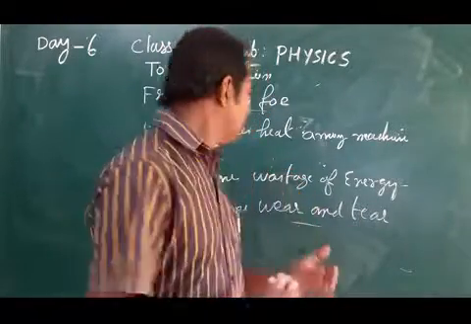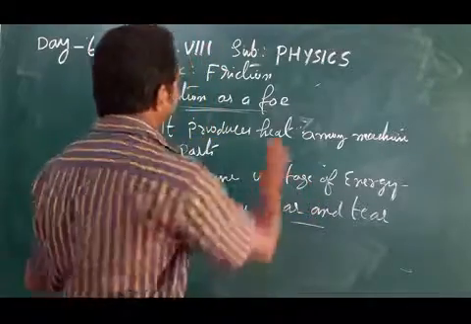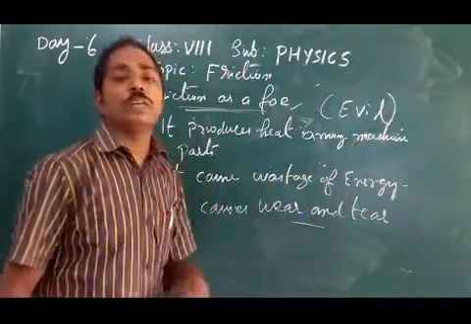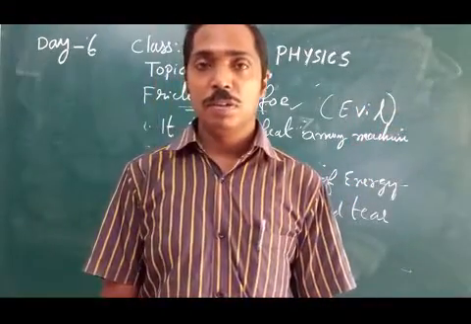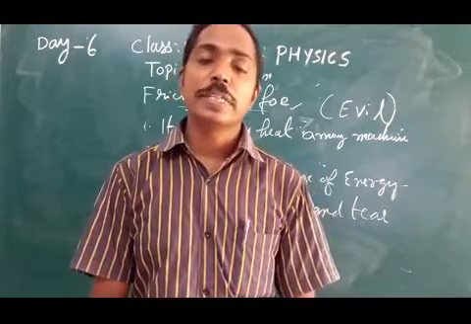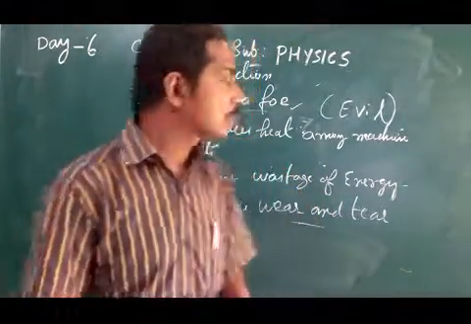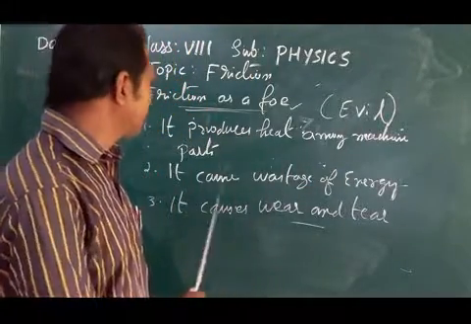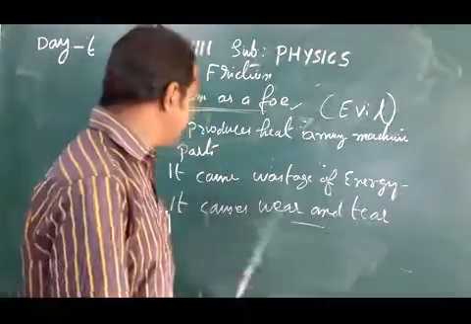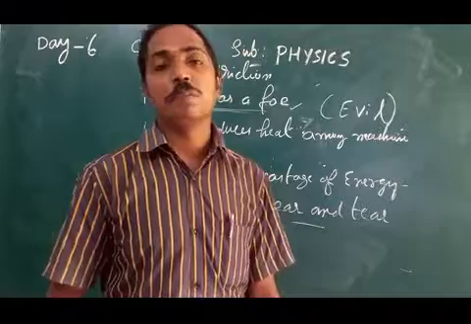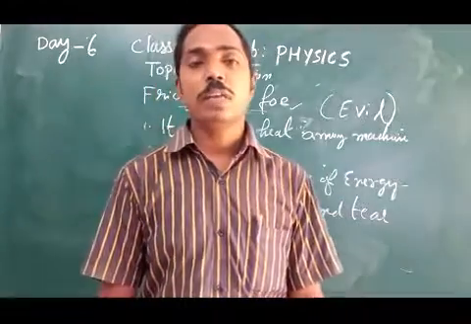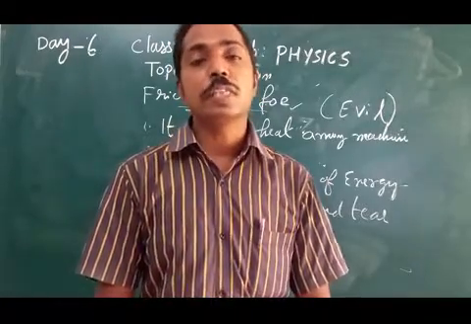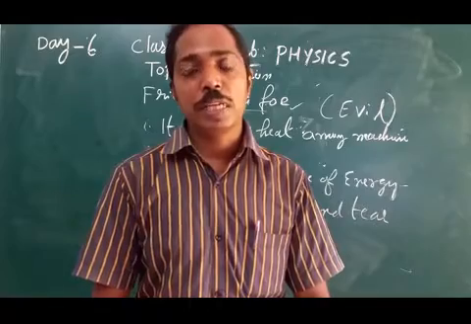In all these cases we observe friction as a foe, an evil, a necessary evil. Why is it called that? Because, as I said, friction has a front and a fall, a good side and a bad side. In these cases we can understand the bad side: it produces heat among machine parts, it causes wastage of energy, and it causes wear and tear among machine parts. So these are the main points about friction as a friend and a foe. Dear children, read the textbook, underline important points and study. Thank you, children.